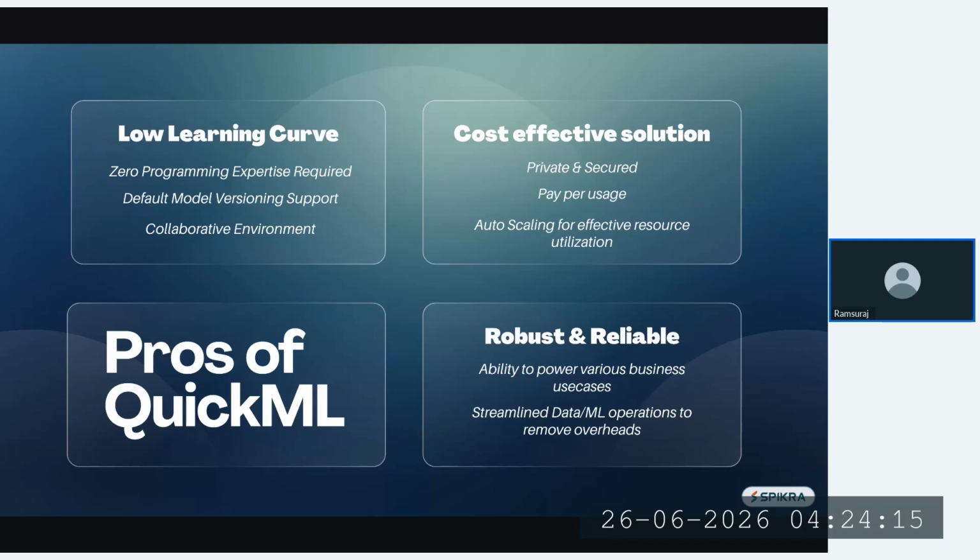Basically, instead of spending weeks setting up infrastructure, organizations can focus on the business outcomes, when you have an entire infrastructure built in a platform like QuickML through Catalyst, right?